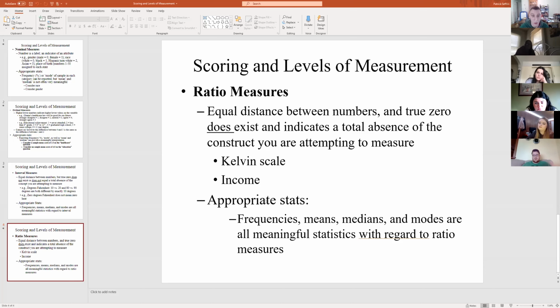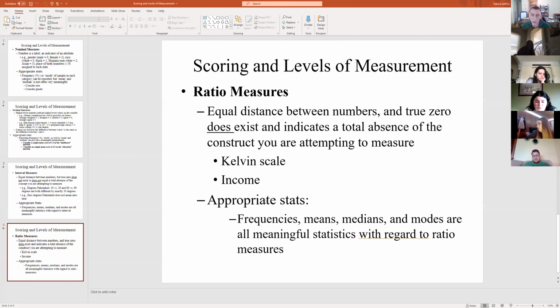Income is another more straightforward one. You really could be totally broke. You could have absolutely no money in the bank, and that $0 in your bank account, everybody's probably been there at one point. You know what that means. So that means a true total absence of any money in the bank. But the difference between $1 and $2 is the same as the difference between $2 and $3. It's a $1 difference. Okay, there's a clearly defined interval there. That also there's a 0 in the scale, and so that means that you're at the ratio measurement.